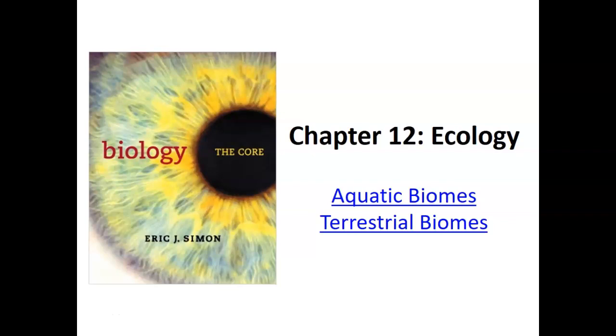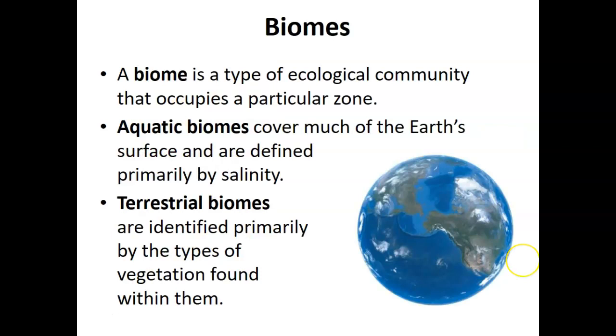In this section, I'm going to talk about biomes. A biome is a type of ecological community that occupies a particular zone. There are two types of biomes, aquatic biomes and terrestrial biomes. Aquatic biomes are locations covered by water. Terrestrial biomes are areas that are land.